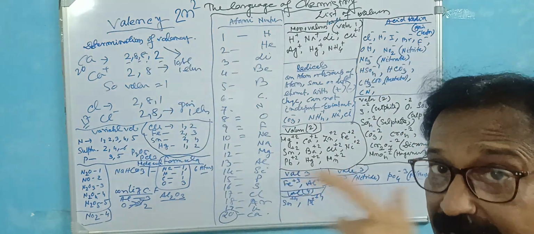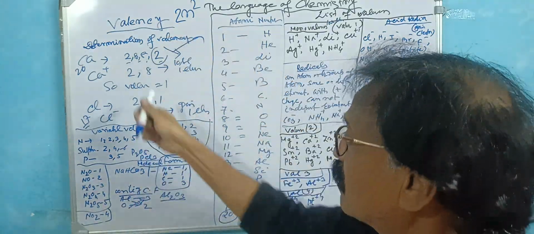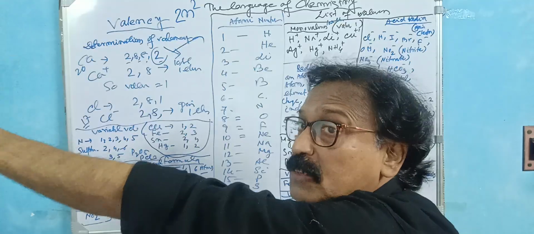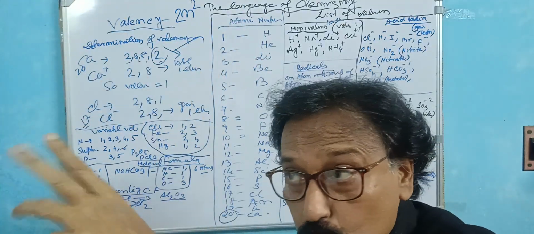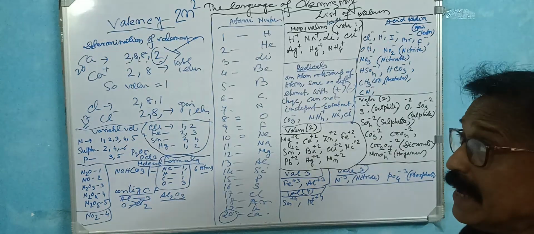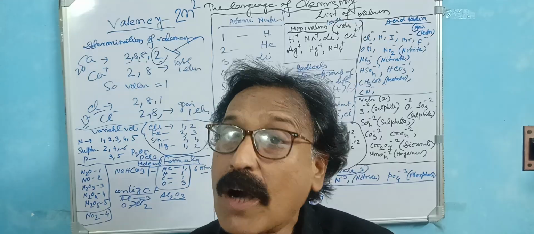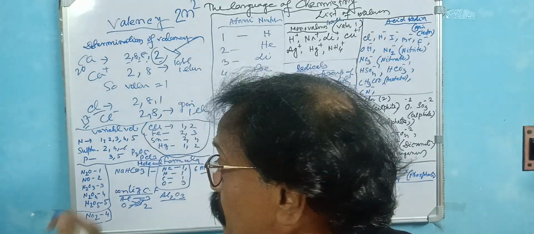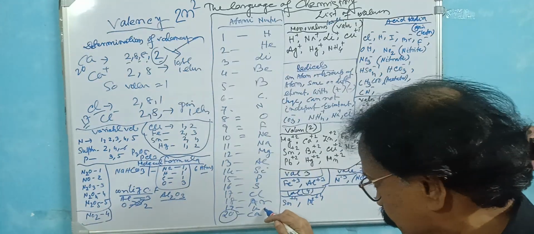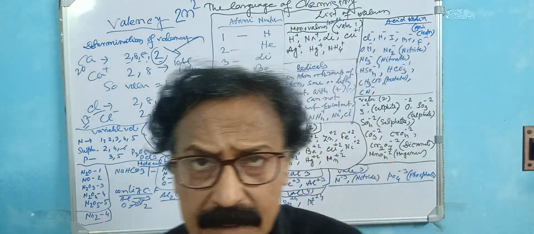Now, what is the tendency of calcium? It only loses 2 electrons, from the stable condition, to complete 8 in the last orbit. So 2 electrons are lost. For that reason, the valency of calcium is 2. In the case of chlorine, you must first remember the atomic number of chlorine: 17. Chlorine is 17. So 17 arranges in this way. This is the way.